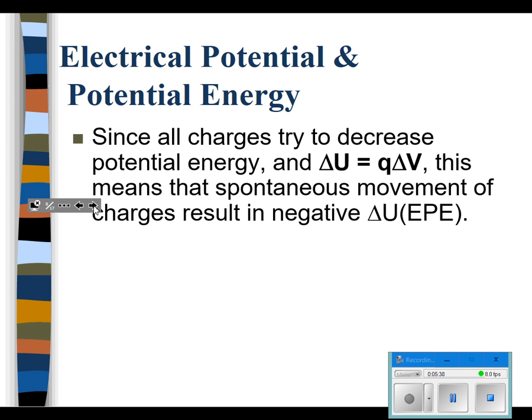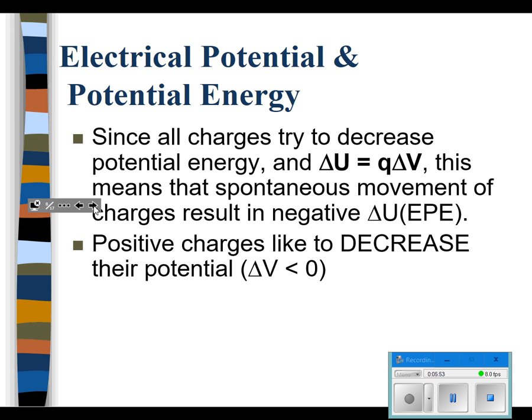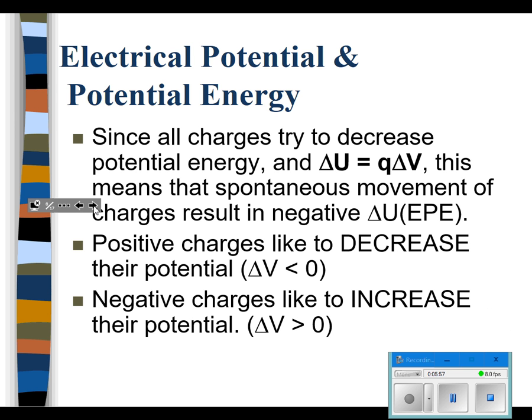Since all charges try to decrease their potential energy and become less chaotic, then our U equals Q times V. And this means that the spontaneous movement of charges results in a negative change in U. Positive charges like to decrease their potential, so negative charges like to increase their potential.